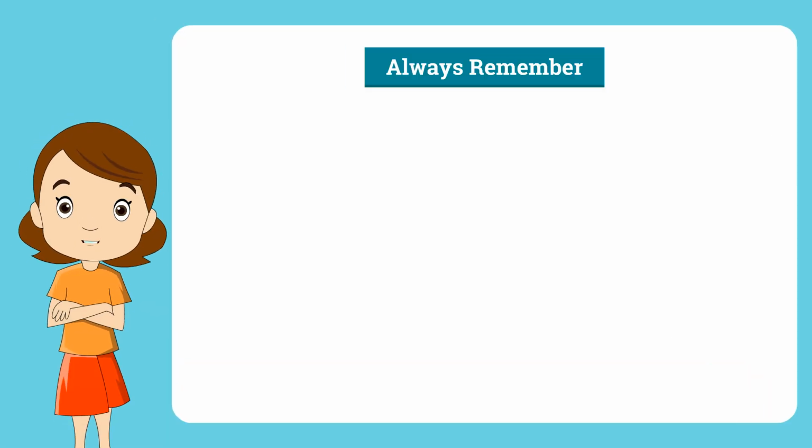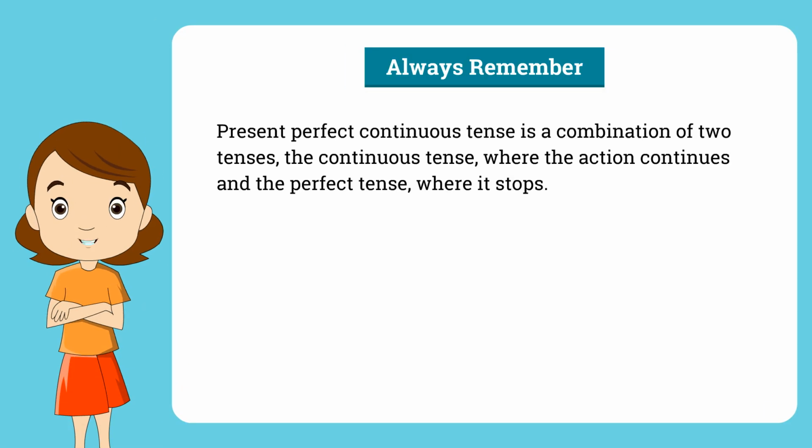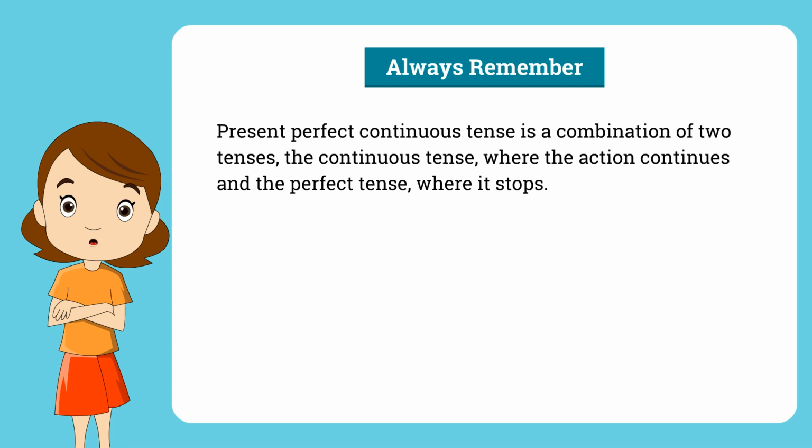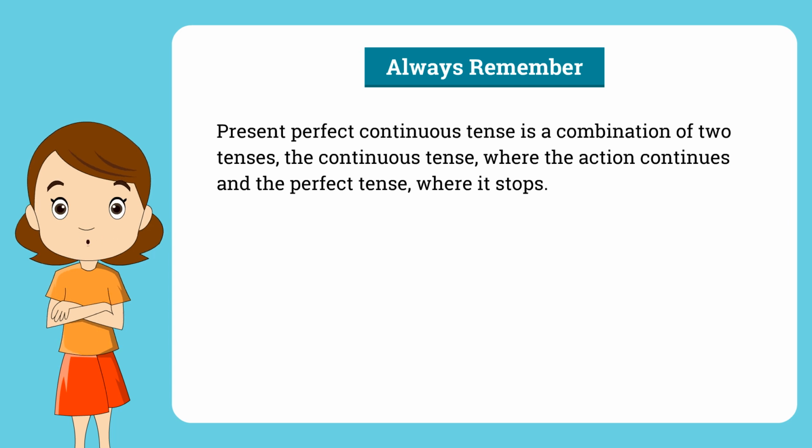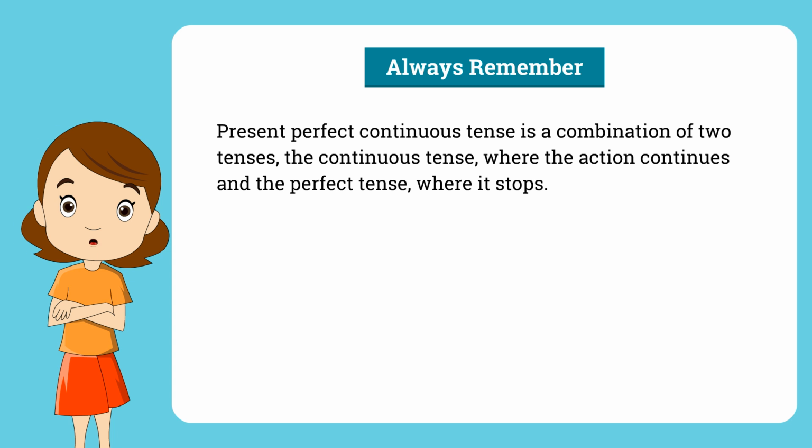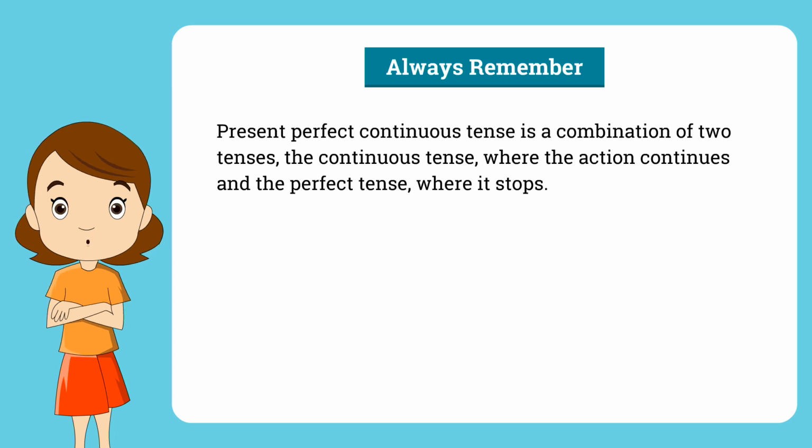Always remember, present perfect continuous tense is a combination of two tenses: the continuous tense where the action continues and the perfect tense where it stops.